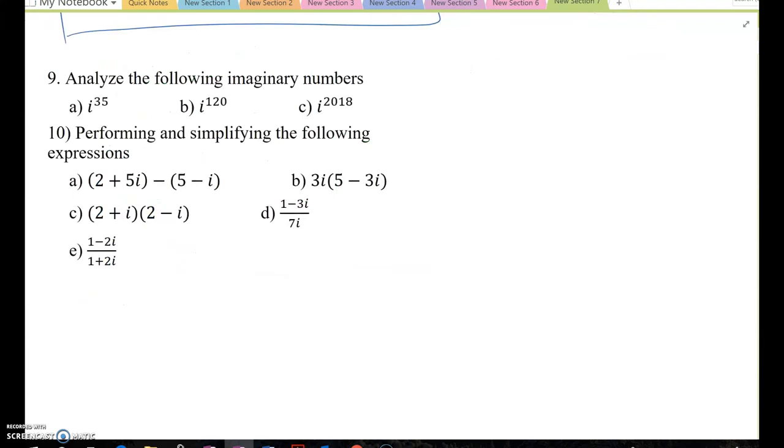Okay, number 9. We want to analyze the following imaginary numbers. In the class, we talked about how to analyze imaginary numbers. There are 4 patterns: i, negative 1, negative i, and 1. Basically, this reflects i, this reflects i squared, this one i cubed, and this is i to the 4th. Actually, this is 1, sorry, 1.